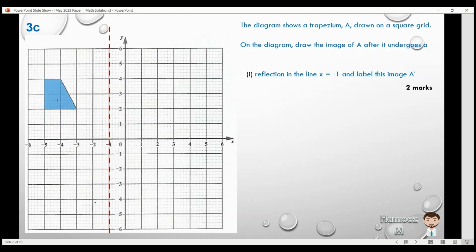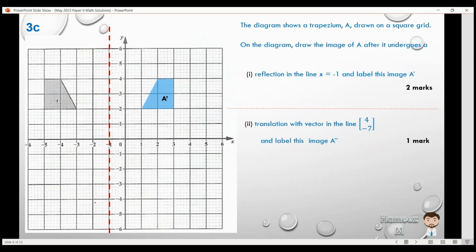Let's bring up A, and by moving it across and reflecting it, you'll end up facing the other direction. We could see that the bottom corner of A on your bottom right side was at minus 3, 2 units away from minus 1, and by the time we reflected it, it ended up at plus 1. So that's the reflection.